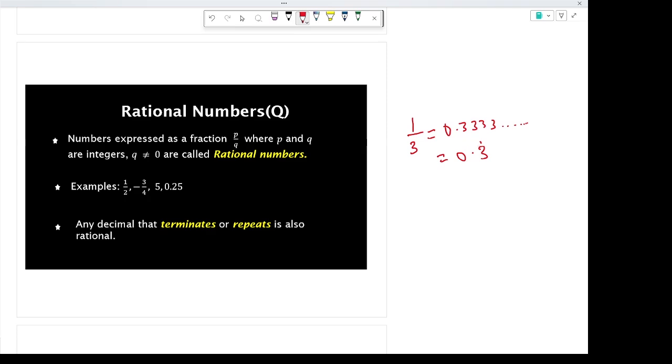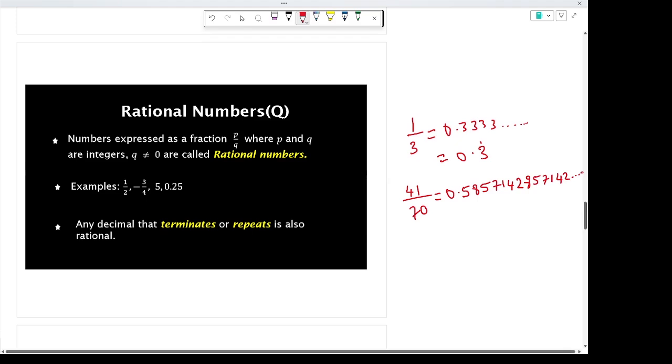Now, if we take a larger number, 41 divided by 70, we know the answer here is 0.57142857142, and it goes on indefinitely. Here we can see that the digits 142857 are repeating.